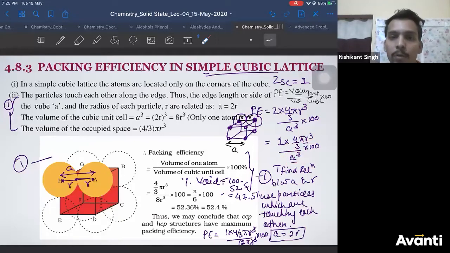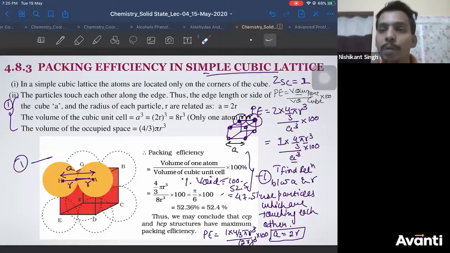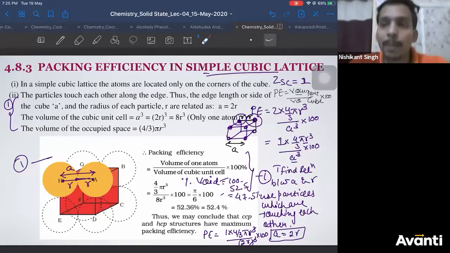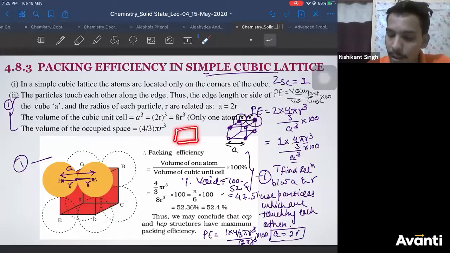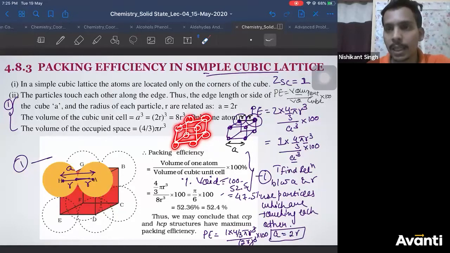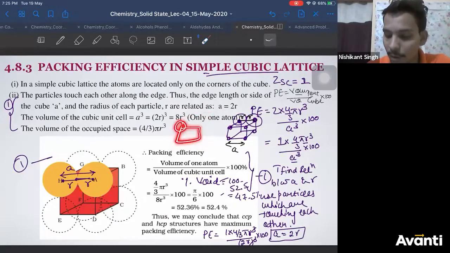For that, I have written a statement over here. To find the relationship between A and R, use the particles which are touching each other. This is what we concluded. So in simple cubic, all of us know, particles are present only at corners, right? But when we were drawing earlier, we were very careless and we said they are present at corner, fine. But actually they are not present like this.